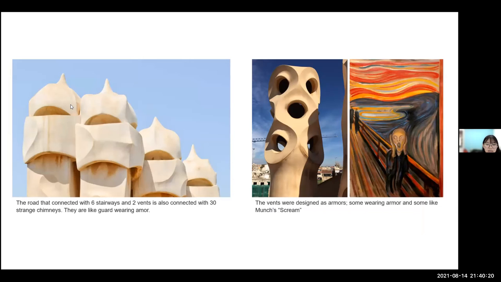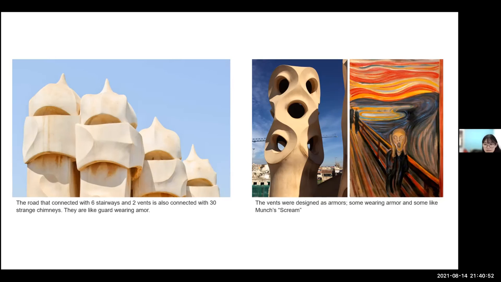The next one is another strange shape that I found on the rooftop. It's designed like a guardian, like a guardian wearing a mask. I also felt a different type of one looks a bit like the painting The Scream. So I feel it's a very interesting design when I was doing this study, and I'd like to share it with you guys.